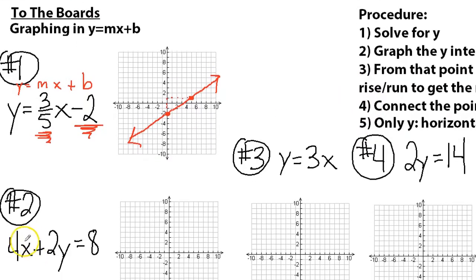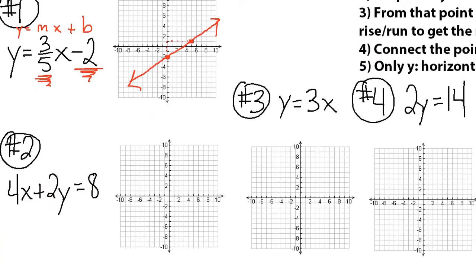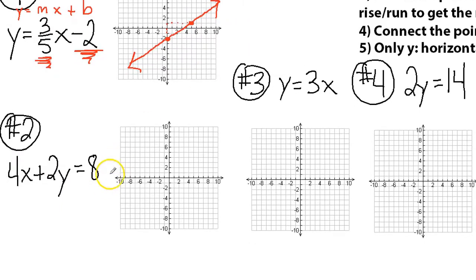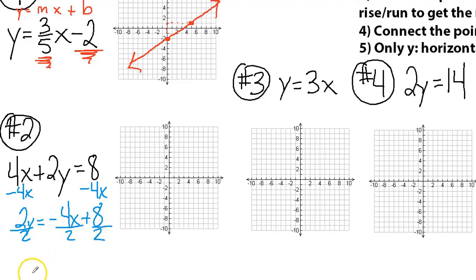Question number 2. 4x plus 2y equals 8. Step number 1, we got to solve for y. Y is not by itself, so I'm going to minus 4x to both sides of the equation. So I'm left with 2y equals -4x plus 8. My y is still not by itself, so I need to divide everything by 2. When I do that, I get y equals -2x plus 4. Okay, good. So now I have solved for y.